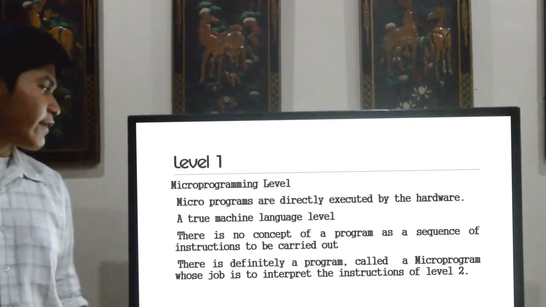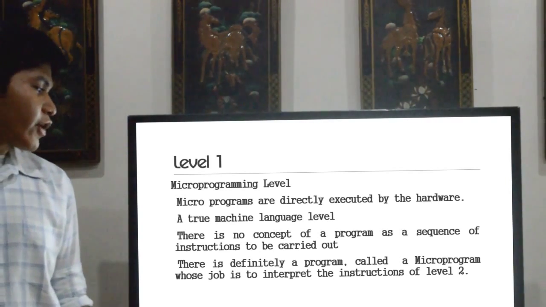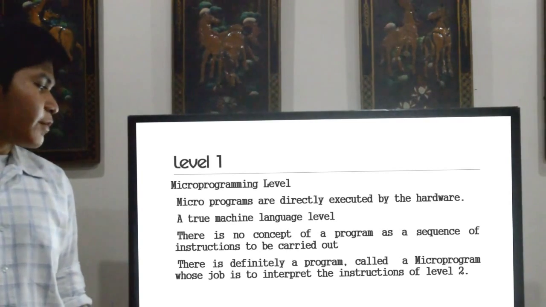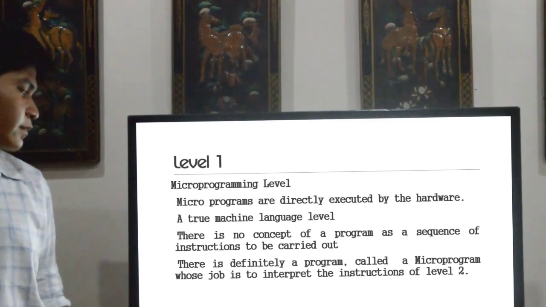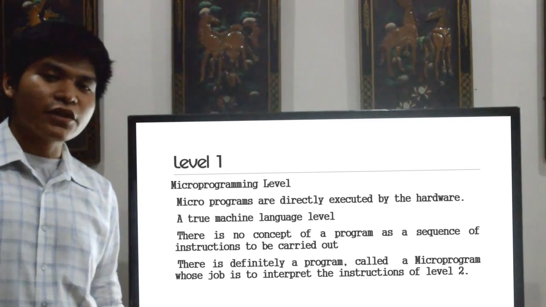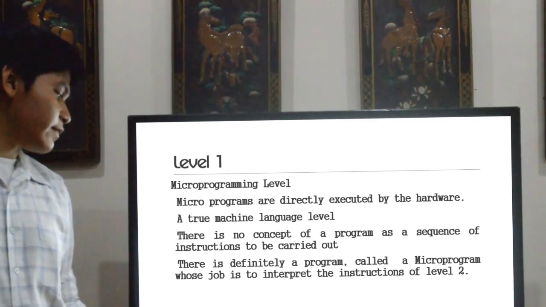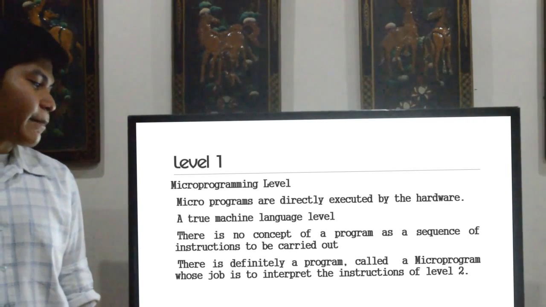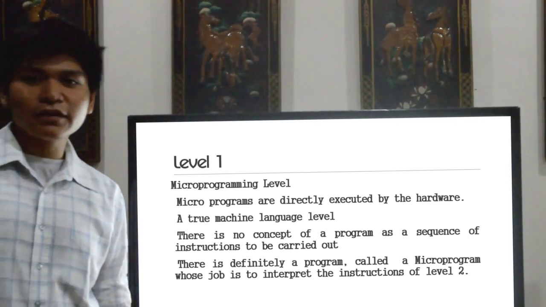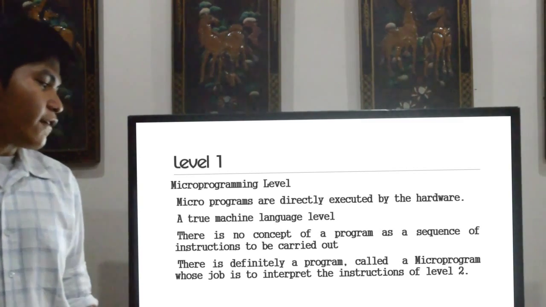Microprogramming level. Level 1. Microprograms are directly executed by the hardware, a true machine language level. There is no concept of a program as a sequence of instructions to be executed. There is definitely a program called a microprogram whose job is to interpret the instructions of level 2.